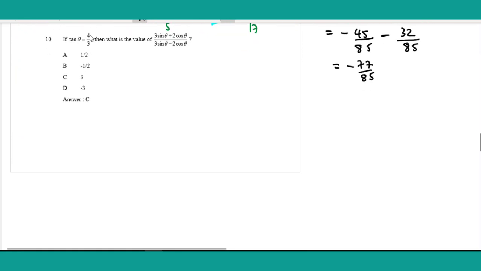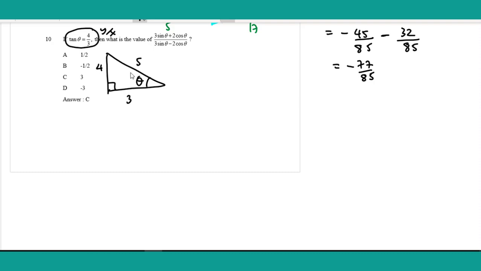Number 10. If tangent theta equals 4 over 3, what's the value of this? Here you cannot use a factor formula because of this one, the 3 and 2 are not equal coefficients. So we need to use something else. Let's sketch a simple triangle. Tangent equals the gradient, dy over dx, or y over x. So suppose the hypotenuse is 5.